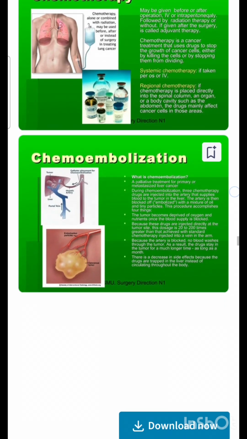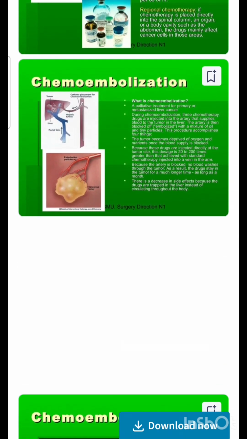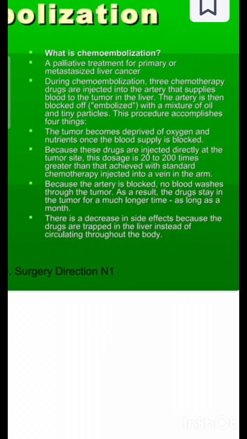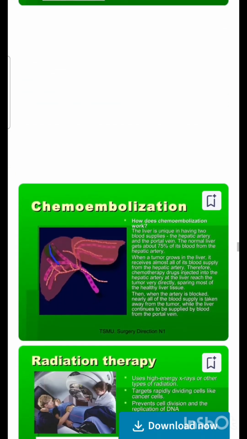So systemic or regional chemotherapy can be given, and chemoembolization is a palliative treatment for primary or metastasized liver cancer. In chemoembolization, 3 chemotherapy drugs are injected into the artery that supplies blood to the tumor in the liver. The artery is then blocked off, embolized with a mixture of oil and tiny particles. The tumor becomes deprived of oxygen and nutrition, and because the drugs are injected directly at the tumor site, the dosage is 20 to 200 times greater than that achieved with standard chemotherapy. Because the artery is blocked and no blood washes through the tumor, the drugs stay in the tumor for a longer time. There is a decrease in side effects because the drugs are delivered to the liver instead of circulating throughout the body.